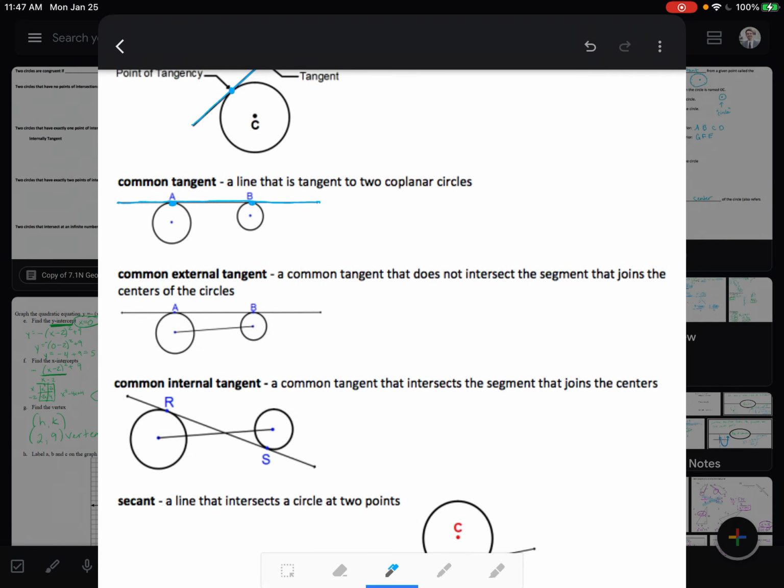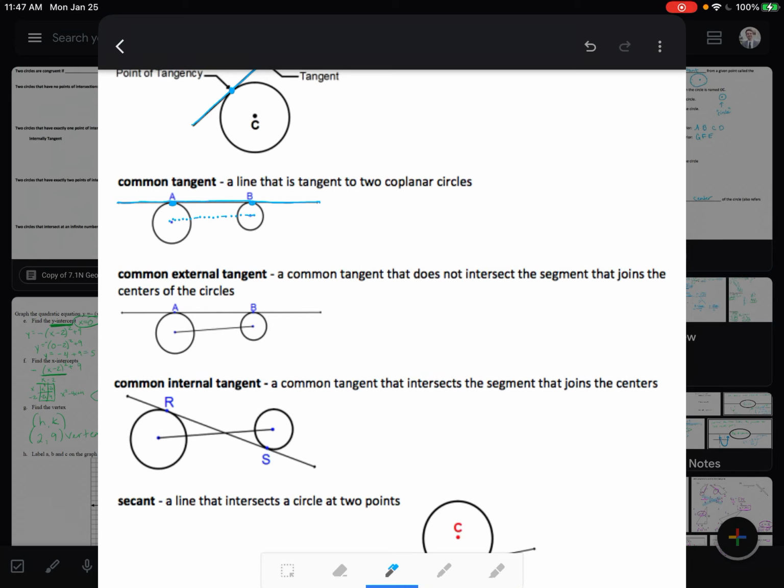So a common external tangent is a common tangent that does not intersect the segment that joins the centers of the circles. A common internal tangent is a common tangent that does intersect the segment that joins the centers. So basically what you would be doing here is drawing an imaginary line from the middle of one circle to the middle of the other circle. And the tangent is external if it stays outside of that, stays away from it.